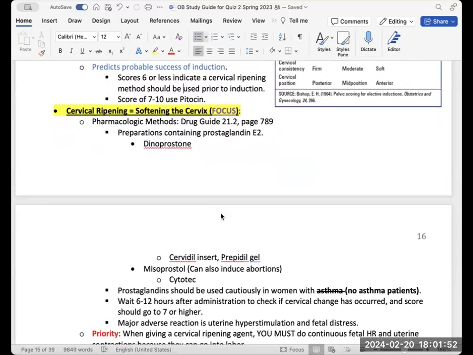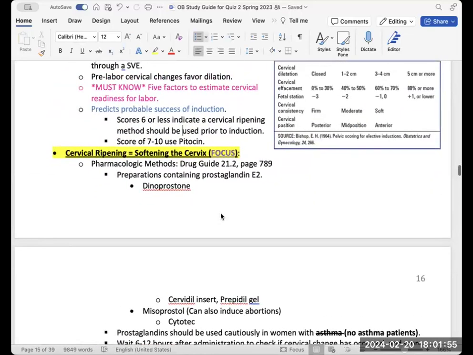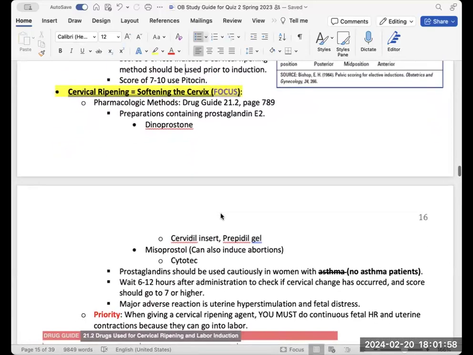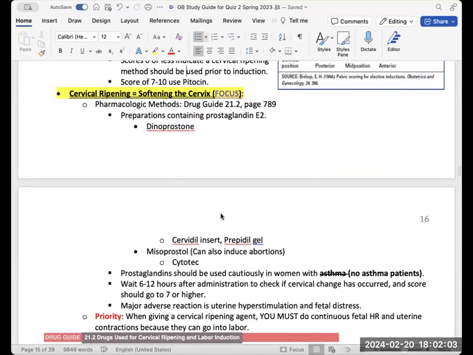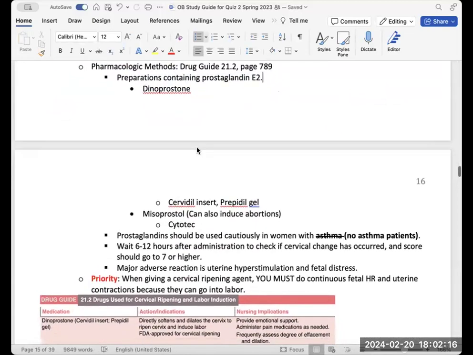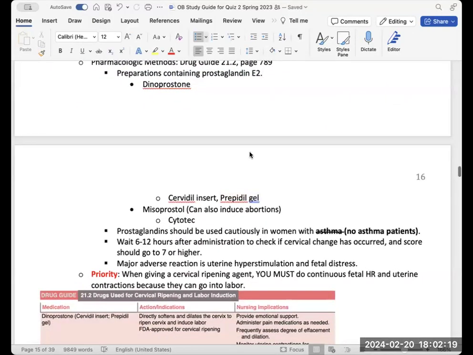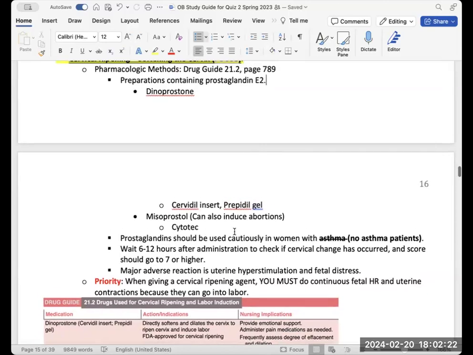And cervical ripening is a little different. Essentially, we're going to give different medications to help induce them. We're not going to stimulate contractions, but we're going to open the cervix. And there are different ways that we could do that. So we have preparations including prostaglandin E2: dinoprostone, Cervidil, and Prepidil gel, and misoprostol. But the problem is, we've talked about misoprostol before. The problem with this medication is that it could also cause abortions, okay? It's also called Cytotec.